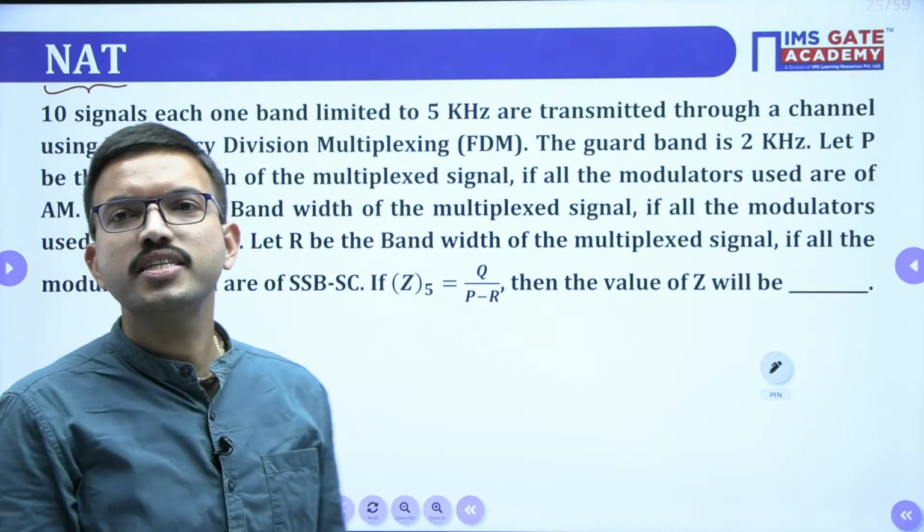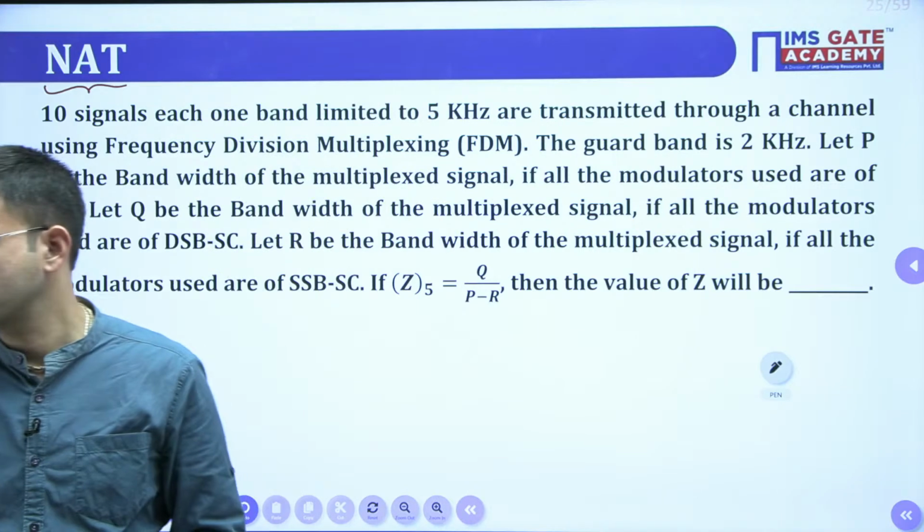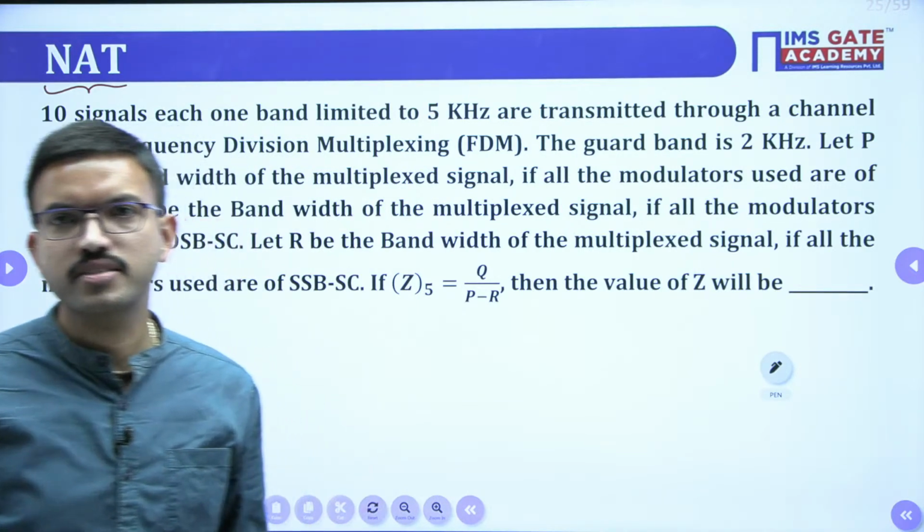Yeah, Tushar, in the decimal you will get 2.36. You're almost closer to the correct answer.